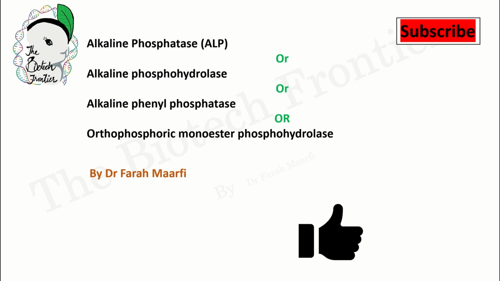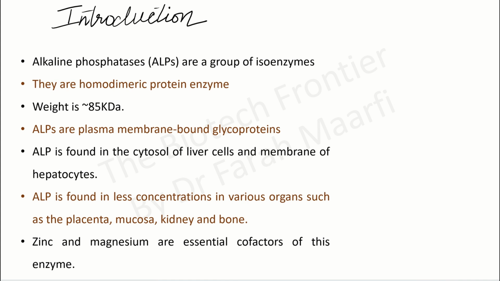Today we are going to discuss a very important enzyme, that is alkaline phosphatase. In short, you can call it ALP. This enzyme has various different names, that is alkaline phosphohydrolase, alkaline phenyl phosphatase, orthophosphoric monoester phosphohydrolase. Alkaline phosphatases are a group of isoenzymes.